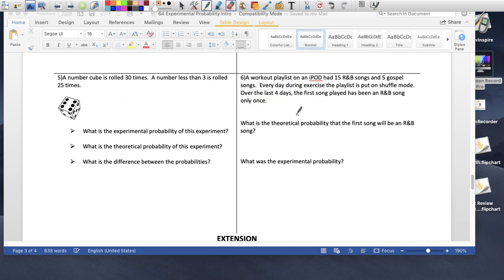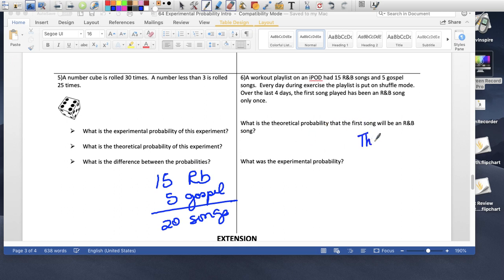And again, we go to the same scenario. This iPod has 15 R&B songs and has 5 gospel songs. So that makes it how many songs? 20 songs. Every day during the exercise, you put the playlist on shuffle. Over the last 4 days, the first song played has been an R&B song only once. What's the theoretical probability that the first song will be an R&B song?